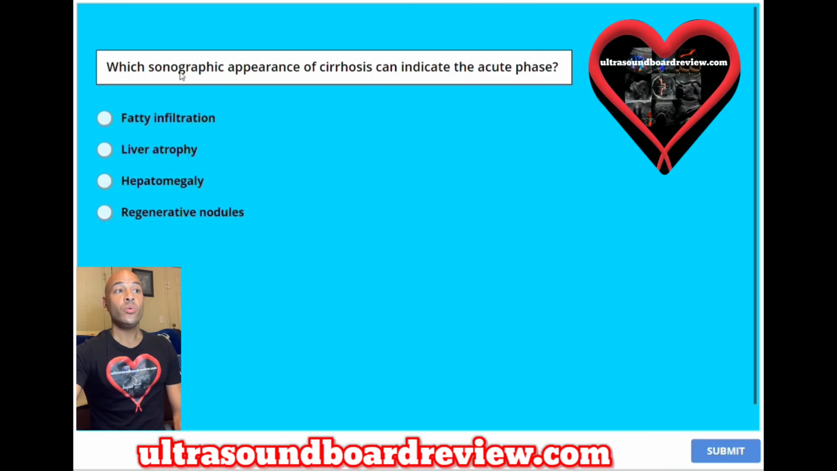Question 110. Which sonographic appearance of cirrhosis can indicate the acute phase? A, fatty infiltration, B, liver atrophy, C, hepatomegaly, or D, regenerative nodules? The answer is C, hepatomegaly.